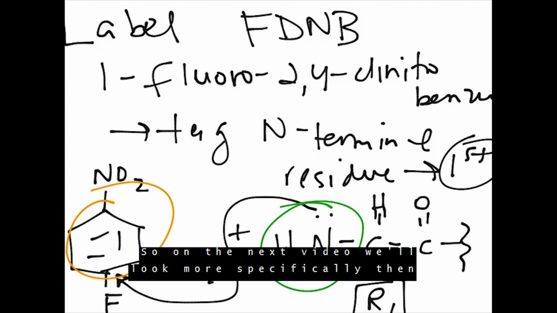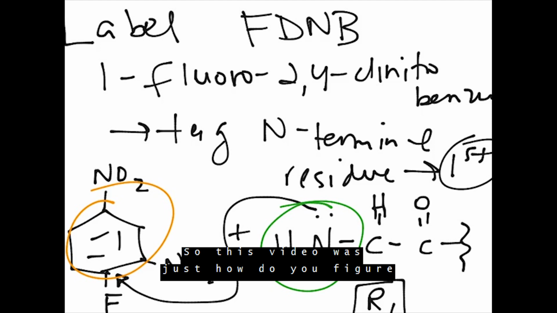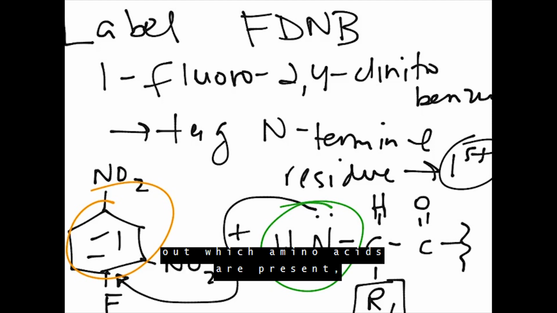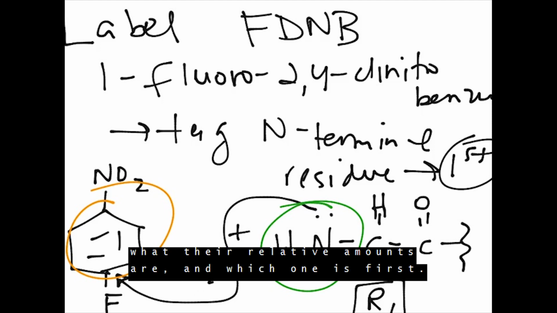So in the next video, we'll look more specifically then at how you get the order of the rest of the amino acids. So this video was just how do you figure out which amino acids are present, what their relative amounts are, and which one is first.